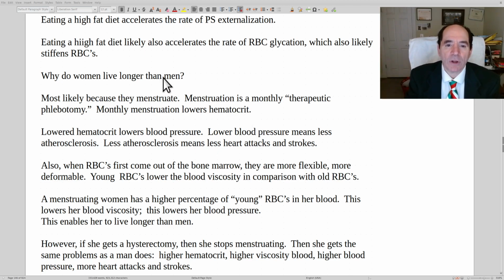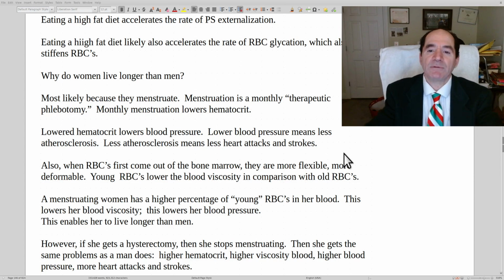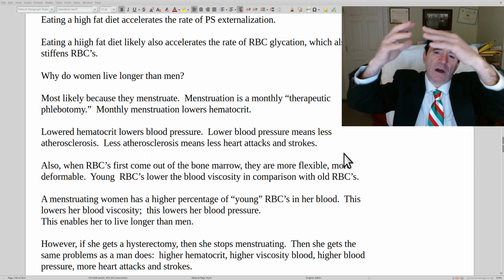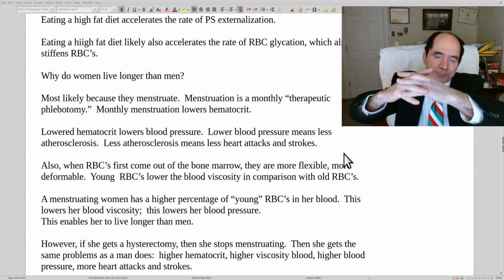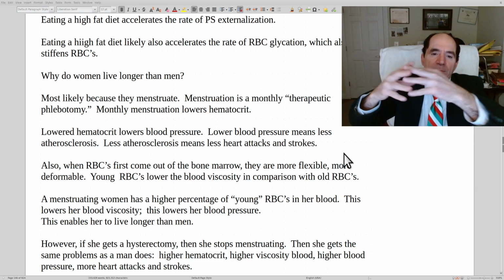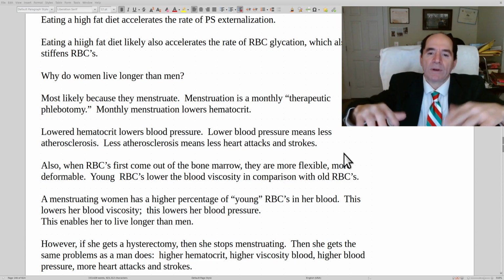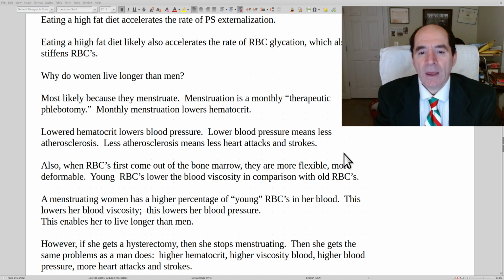Why do women live longer than men? Because they menstruate. So the woman might think, oh, menstruating is annoying, what a nuisance. But in reality, it keeps them alive longer, especially in Western countries. Because when they're menstruating, it's basically like a therapeutic phlebotomy every month. I don't know if I remember, I mentioned to you that Dr. Sloop will donate blood periodically to lower his hematocrit. Okay.